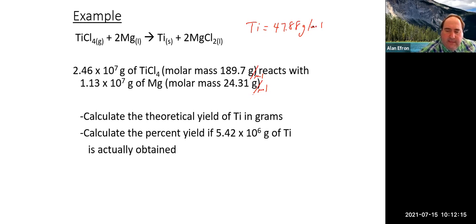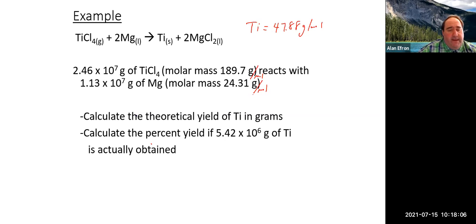All right, so take some time here. We're looking really for two answers. One is the theoretical yield of Ti. The second one is what would be the percent yield if you actually produce 5.42 times 10 to the 6. So take a few minutes to see what you come up with. Let's take a look and see how we're doing.